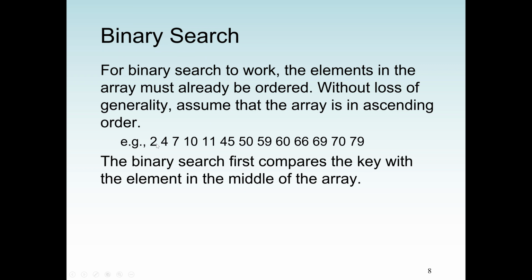So all the items from 2 to 50 will be ignored. Then we move to the upper side and repeat the same process again. What is the middle value? 66. Is 66 greater than, the same as, or lesser than 70? Let's say 70 is our search key. It's greater, so all the items below 66 will be ignored. Then we go to the upper side again.